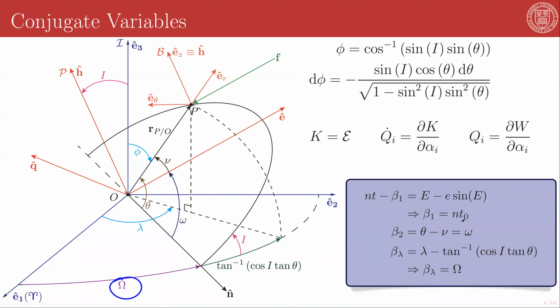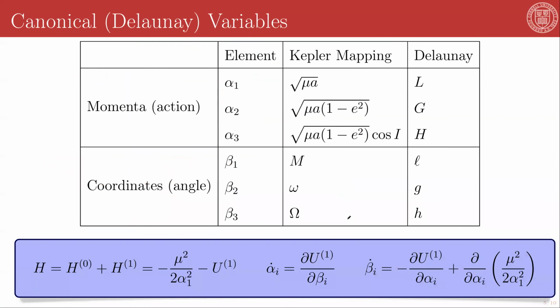Beta 1 is nt naught, where t naught is equivalent to t sub p, the time of periapsis passage, or the initial time of our system. Beta 2 is equal to the argument of periapsis of the unperturbed orbit, and beta lambda is equal to capital omega, the longitude of the ascending node of our unperturbed orbit. The canonical orbital elements are known as Delaunay elements, or Delaunay variables. These are examples of what are known as action angle coordinates, where the actions are the momenta and the angles are the generalized coordinates associated with the momenta.